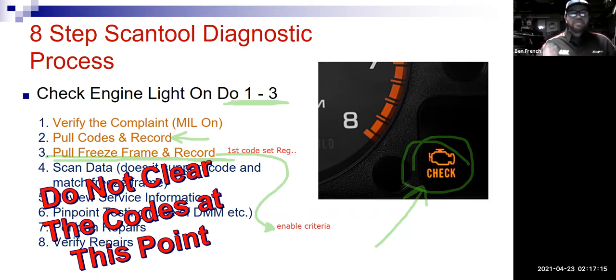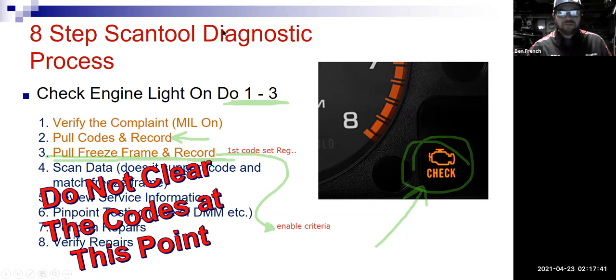I recommend going on to step 4, which is starting to look at that scan data. I feel like too many people pull the codes and go, oh, okay, here are the codes. And then boom, they clear it. Sometimes they pull the code so fast, they don't even remember what it was. And they're like, I don't know what it was, I just cleared it. Well, great. It might take me a lot of time driving the vehicle to get that code to set again.